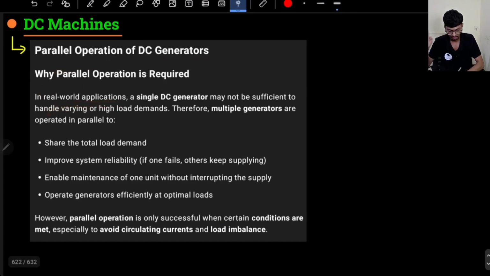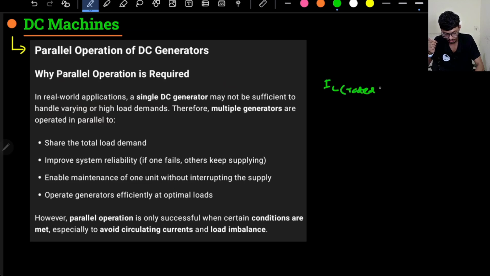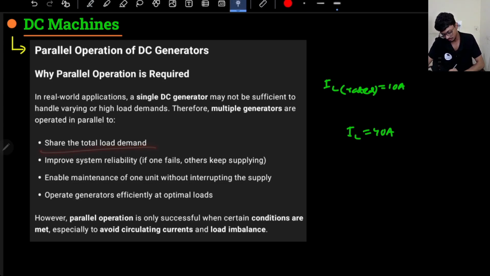In real world applications, a single DC generator may not be sufficient to handle high load demands. If a certain generator has a rated current of, let's say, 10 amperes only, but my load demands 40 amperes, how will I supply 40 amperes? So what we can do is connect 4 DC generators in parallel, each supplying 10 amperes, to share the load and improve system reliability. If one of the generators fails, there are other 3 generators which can supply some current.